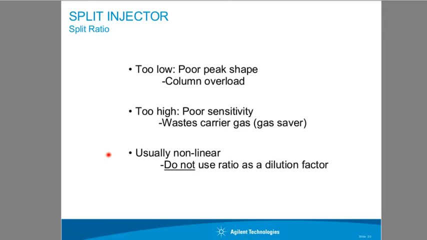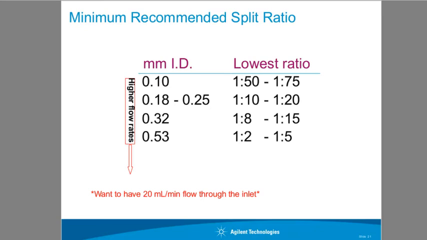The split is non-linear. As you could test this yourself, do not use this ratio as a dilution factor. So if you're at 10-to-1 and you want twice as much sample, you drop it down to 5-to-1 as your split. You may see that for some analytes, but I guarantee that you're not going to see it across the board for your whole sample. Just the dynamics of how the flow goes through the inlet is not always the same, nor is how each analyte is treated within the inlet.